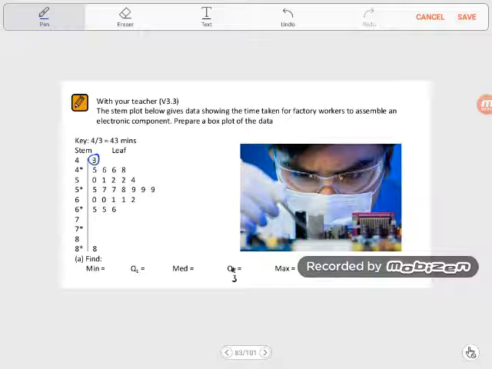43 minutes. Which was the smaller or the shortest time taken for these factory workers to assemble an electronic component, as opposed to the maximum, 88.